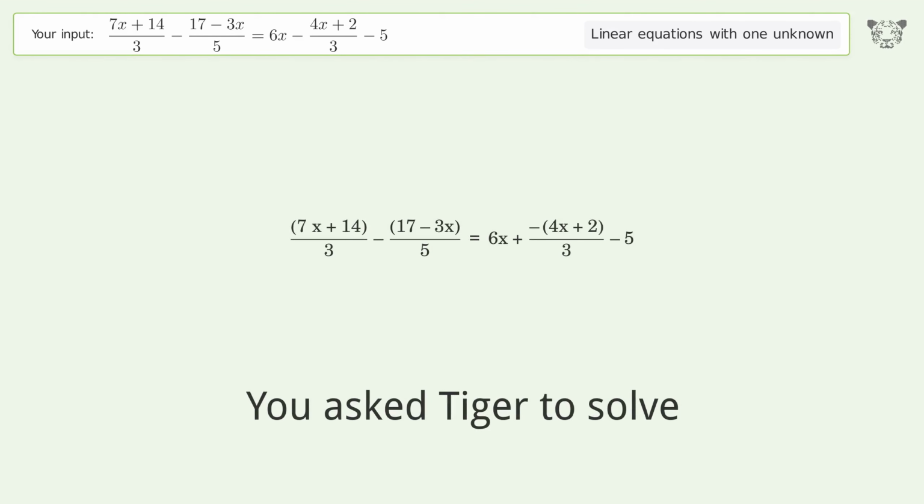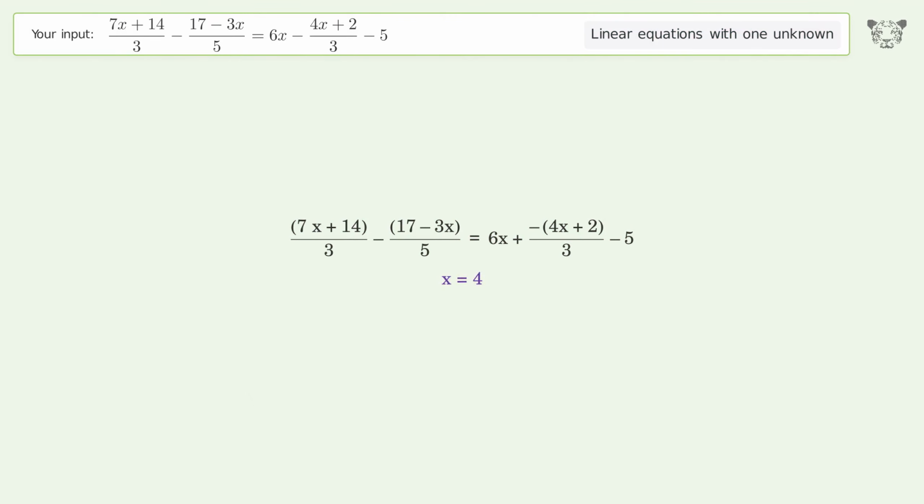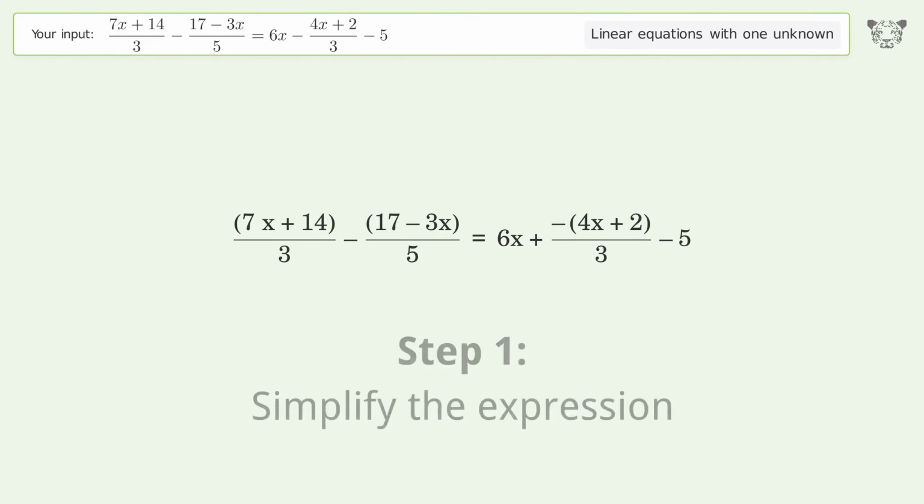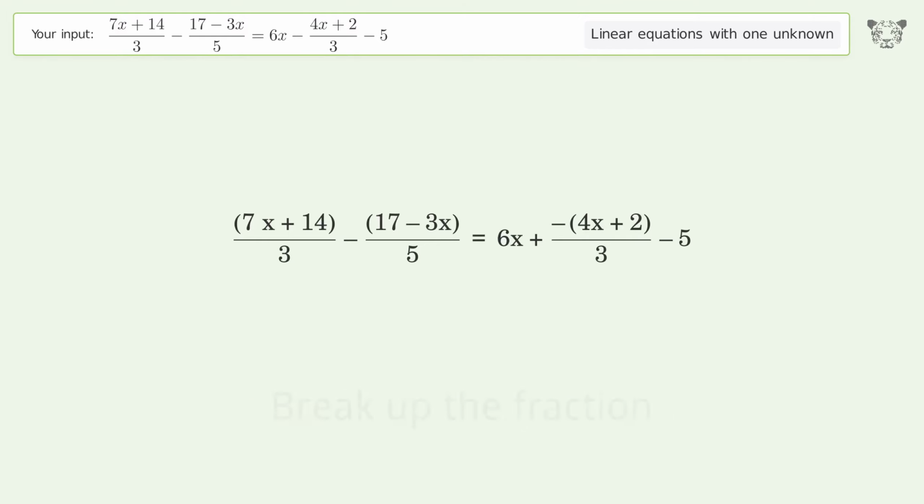You ask Tiger to solve this. It deals with linear equations with one unknown. The final result is x equals 4. Let's solve it step by step. Simplify the expression. Break up the fraction.